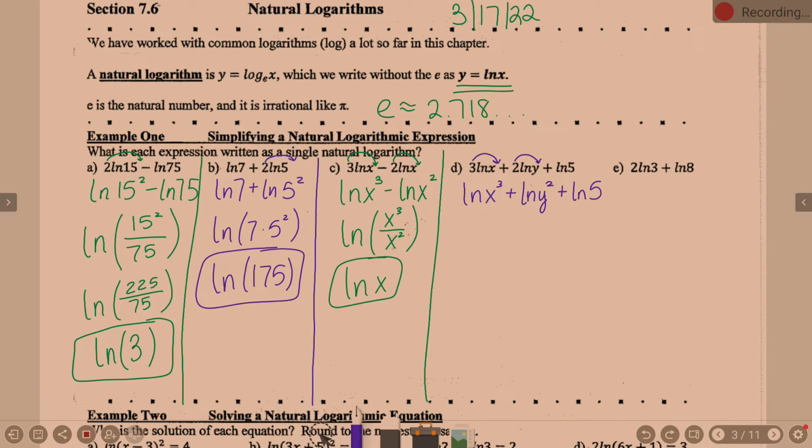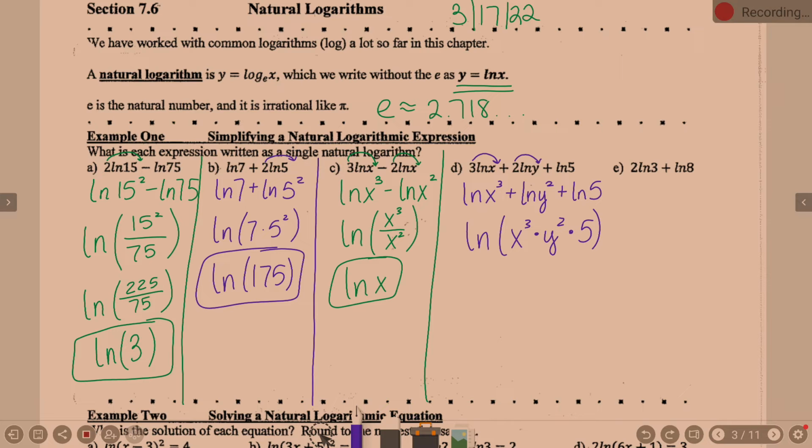Now, 3 logs being added can be rewritten as 1 log being multiplied. Okay? Gentlemen, let's pay attention back there, please. We can't afford distractions. So, natural log of x cubed plus natural log of y squared plus natural log of 5. We're going to have natural log of x cubed times y squared times 5.